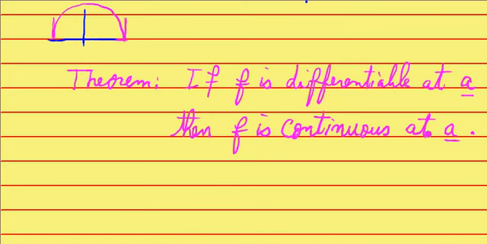This is just practicing our notion and our language. Remember, differentiability, we are saying a function is smooth and has a tangent line, and the tangent line has a well-defined slope. Continuity was something totally different.